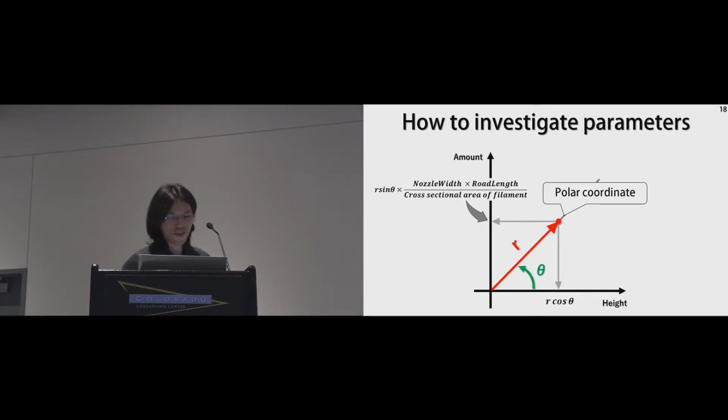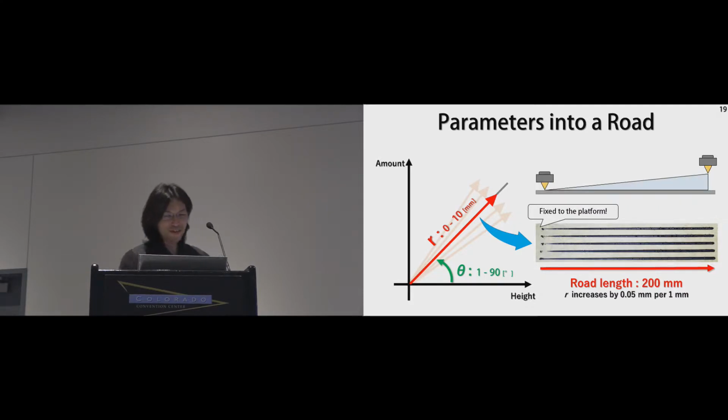To investigate this space, we consider this linear function to be in a polar coordinate form. To decide a parameter set, we introduce two new parameters. These are theta and r. Also, we dynamically change our parameter while printing a load with a specific theta. By using this way, we can efficiently investigate numerous parameters. And moreover, by printing in this direction, the start of the height position becomes 0. So a printed load is always fixed to the platform.